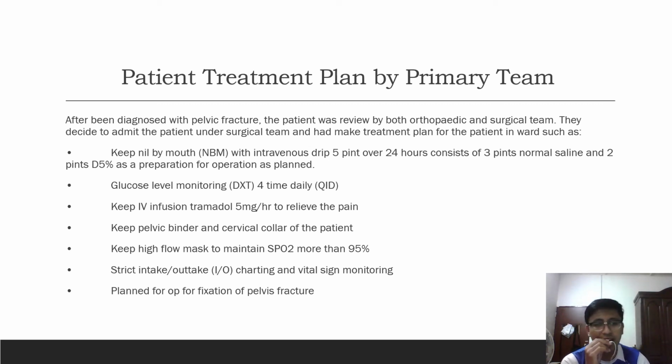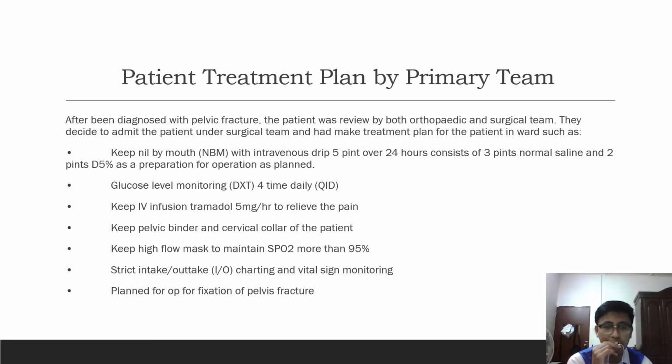After being diagnosed with pelvic fracture, the patient was reviewed by both the orthopedic and surgical teams. They decided to admit the patient under the surgical team and made a treatment plan, such as: one, keep nil by mouth with intravenous fluid 5 pints over 24 hours, consisting of 3 pints normal saline and 2 pints D5%, as preparation for the operation as planned.